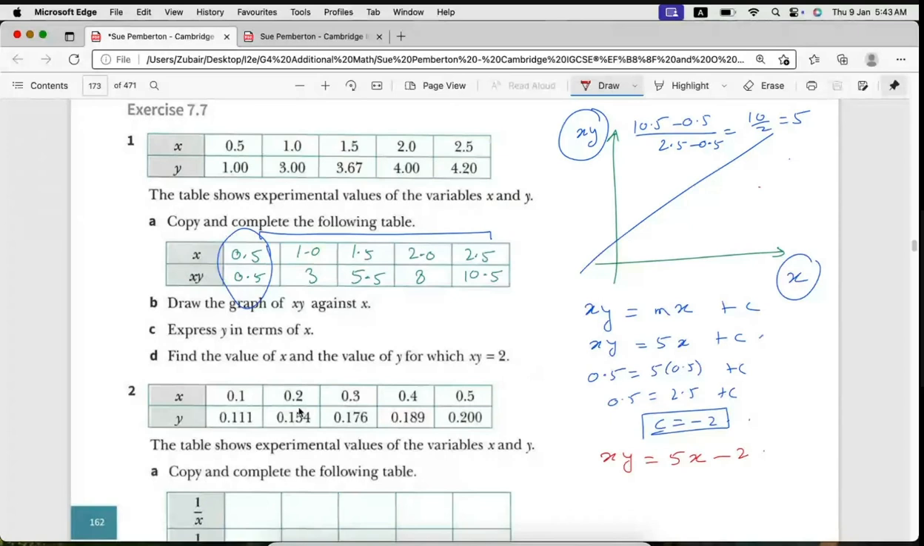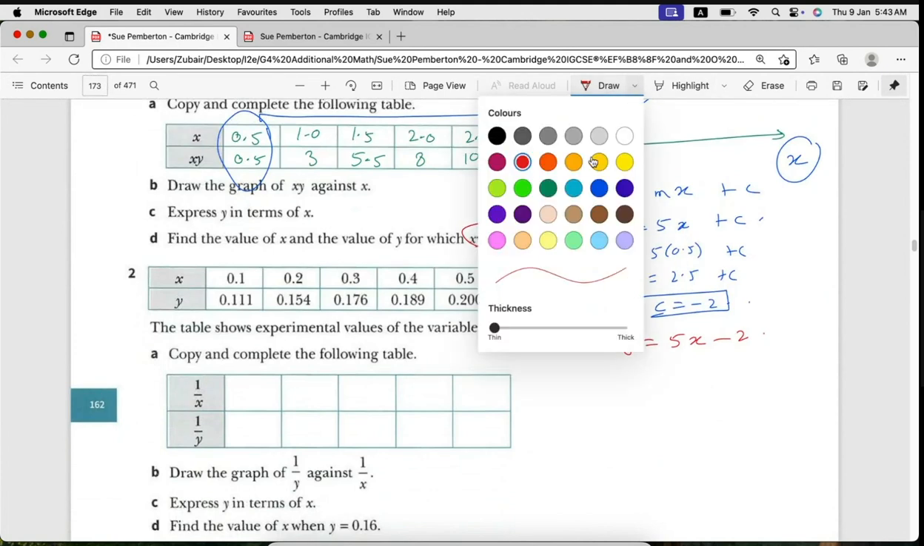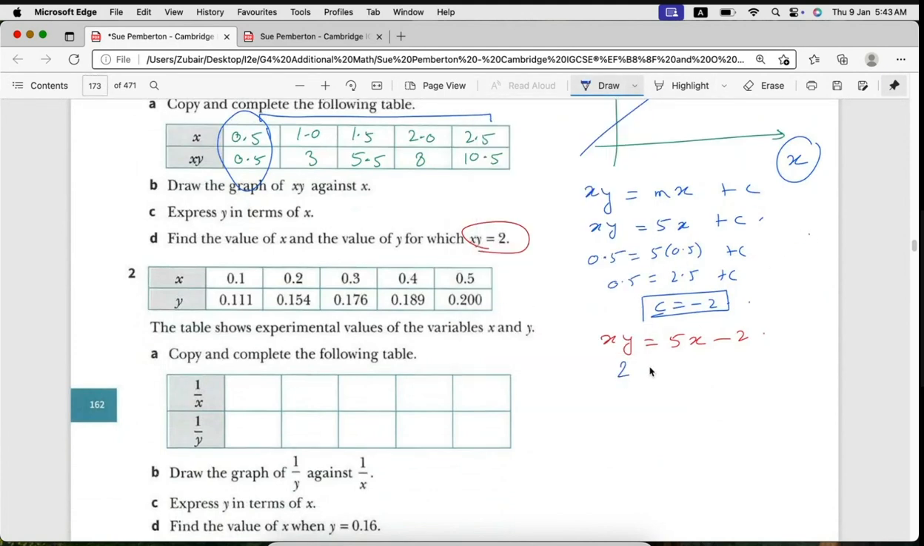So done. And then it says find the value of x and value of y when xy is 2. When xy is 2, this is 4 by 5 equals x. And when xy is equal to 2, y is 4, x was 4 by 5. And y is 2 into 5 by 4, 2.5. So x at that time is 0.8 and y at that time is 2.5.